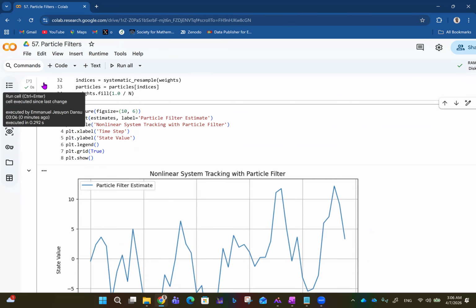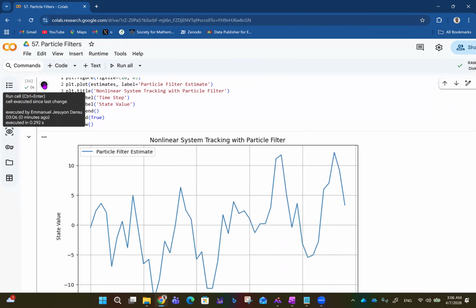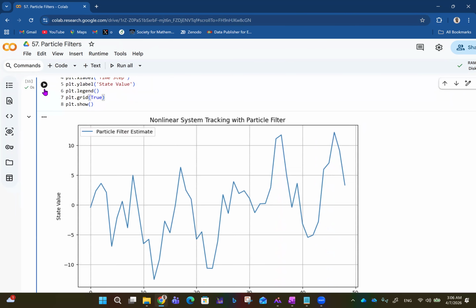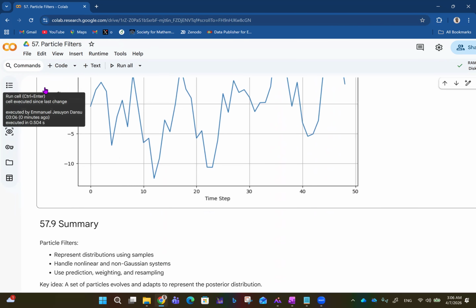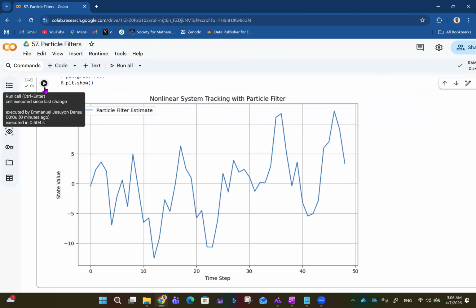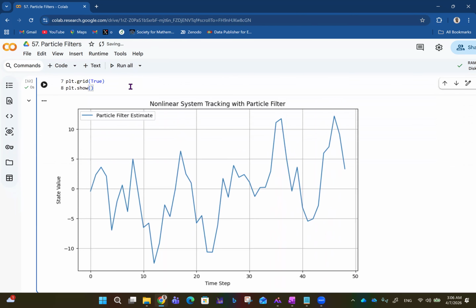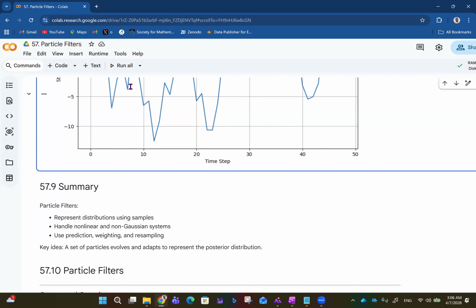We set a seed for this, so it gives the same result. It doesn't keep changing. So if you don't want your result to keep changing, you want to set a random seed so that you make sure that it is reproducible. So a seed is for reproducibility, so you don't keep getting different results each time you run the code.